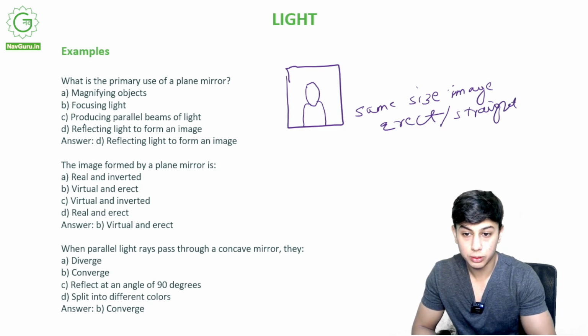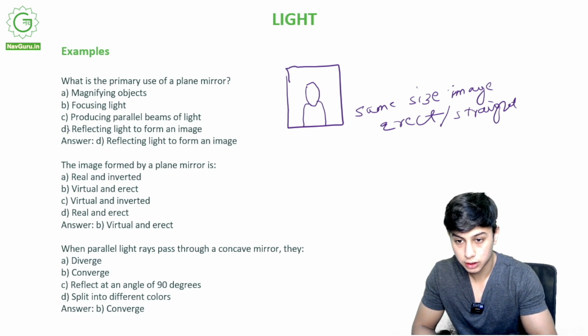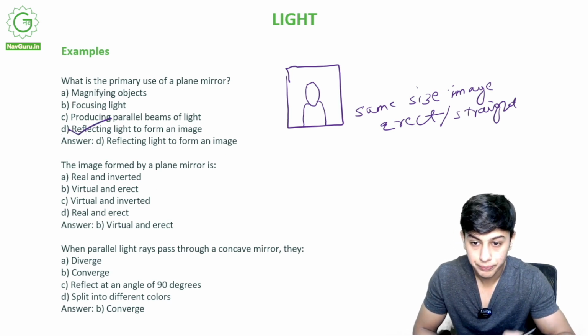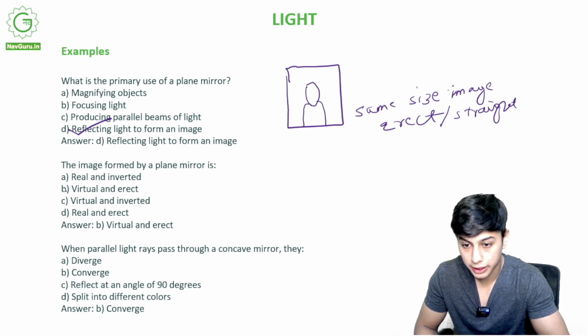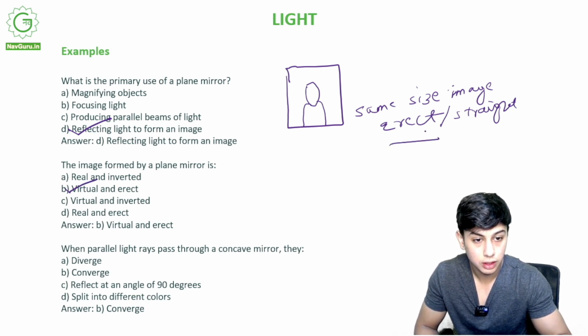What is the primary use? Reflecting light to form an image. The image formed by a plane mirror is virtual and erect. Like I said, add virtual.